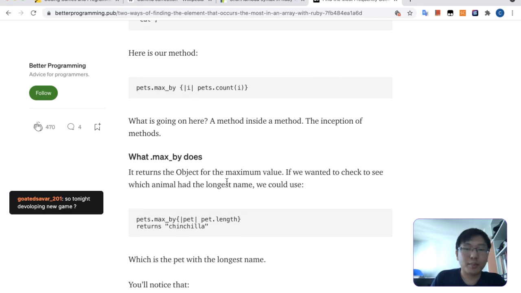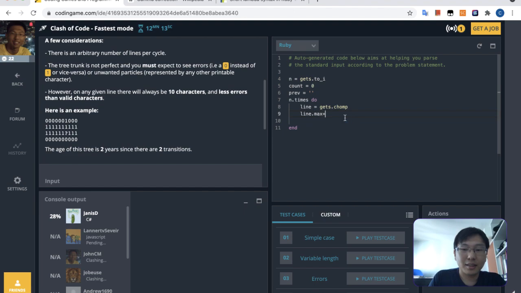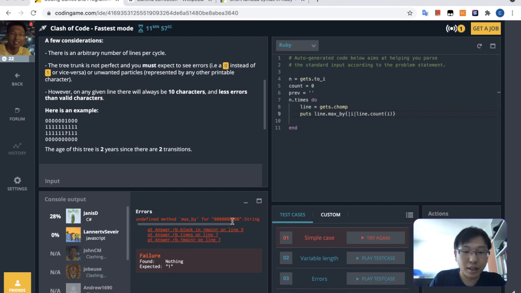Oh, it returns the object of maximum value. Nice. Let's try max by line dot count. Yeah, that works. Okay, let's maybe just print this, just to see. Undefined max by string. Okay, no problem. We convert the string into a list of characters.